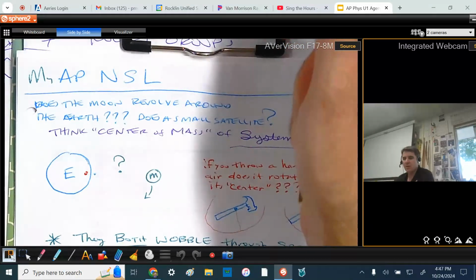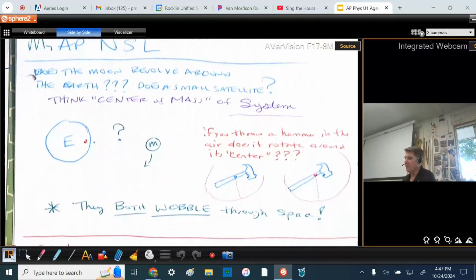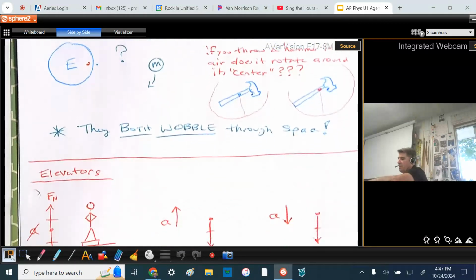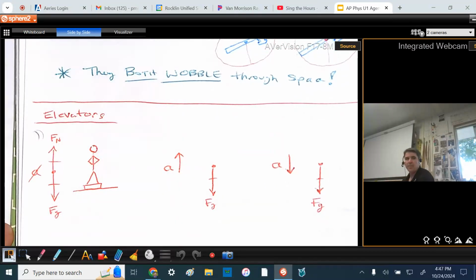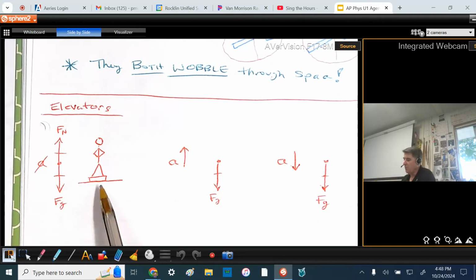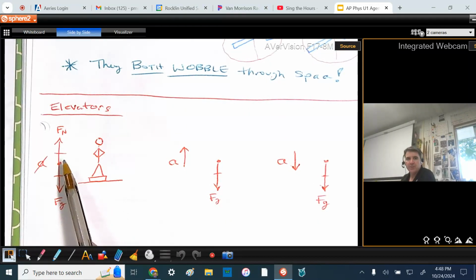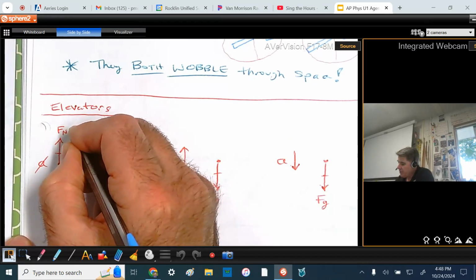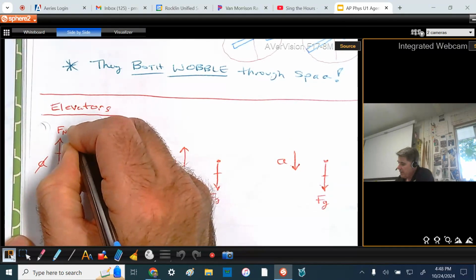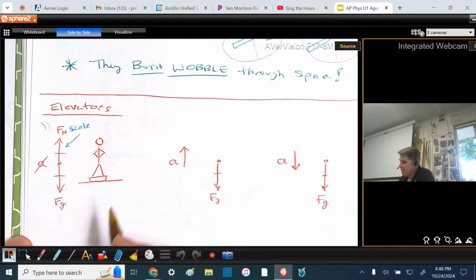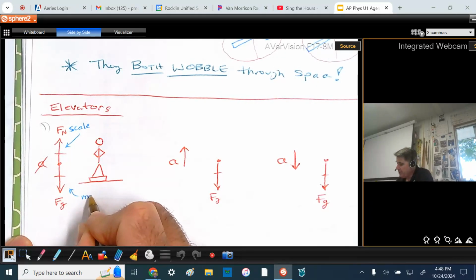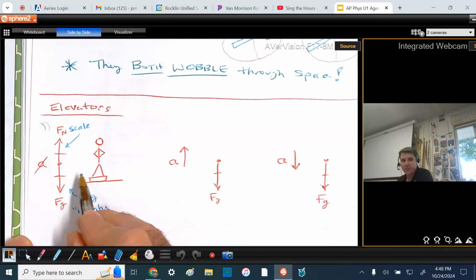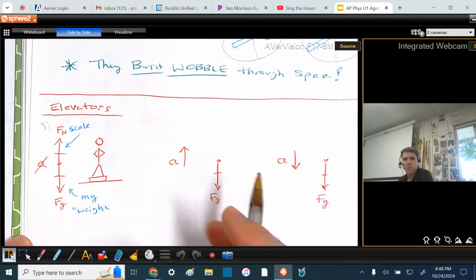Okay, there's actually a lot of questions that come up in physics about elevators, so let's just talk about elevators for a second. Here you have a picture of a person standing on a scale. If you look at the force diagram, the scale reading is Fn. The scale is reading Fn in this situation because the person's on flat ground and their weight is mg. That's their weight. And that makes sense. The acceleration is non-existent. They are not accelerating up or down.